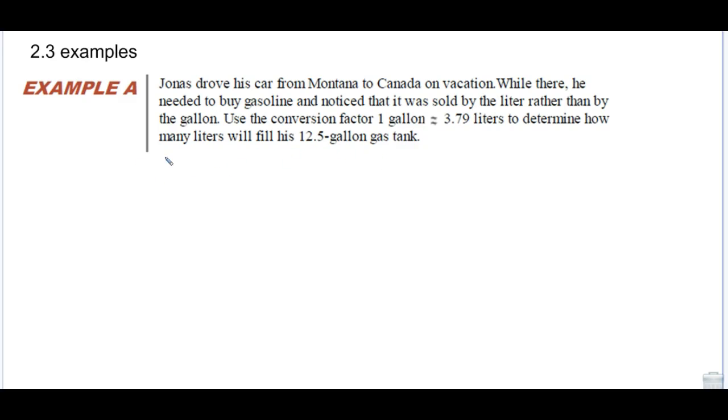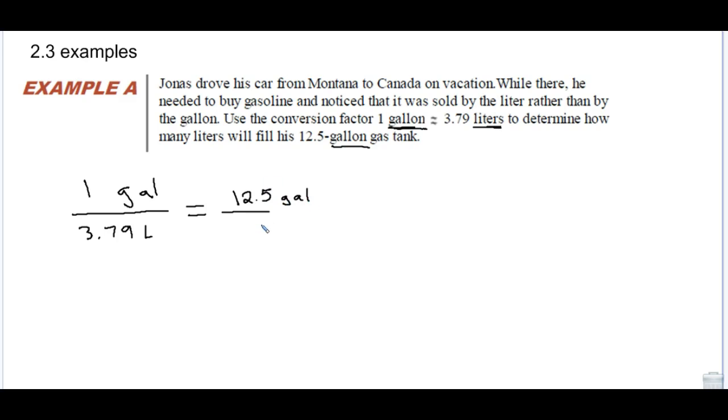So what I would say is we can use proportions to help us solve this problem. And I think that using our units, gallons and liters, should really help. So I'm going to say 1 gallon over 3.79 liters is going to equal, now when I set up my other proportion, I'll know exactly what goes where. Because I have a 12.5 gallon tank, I can do 12.5 gallons over, and I don't know how many liters there are, so let's just say X liters.